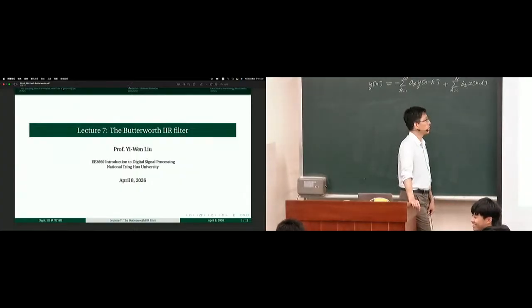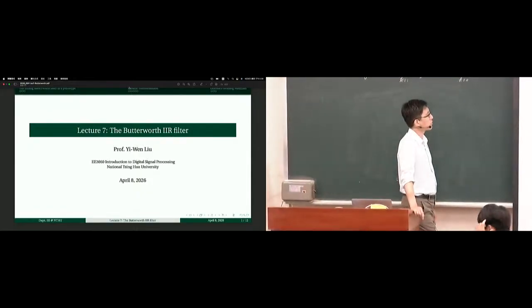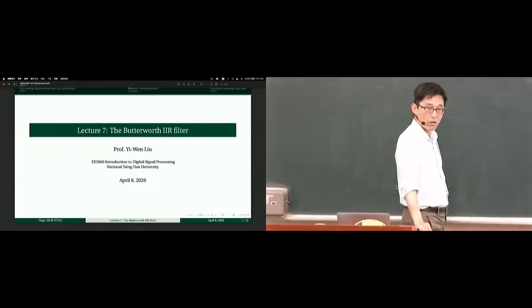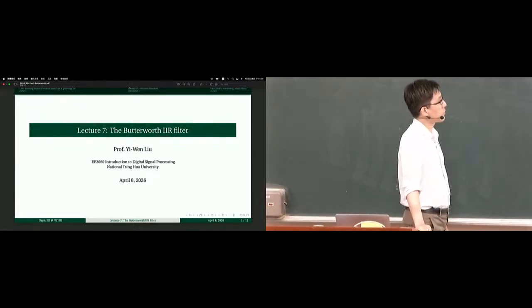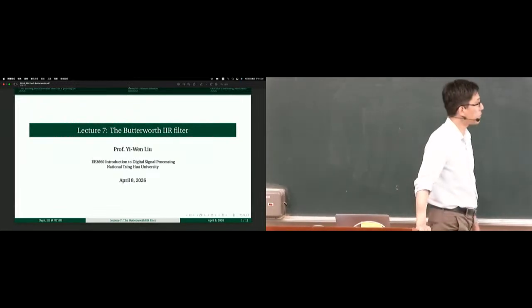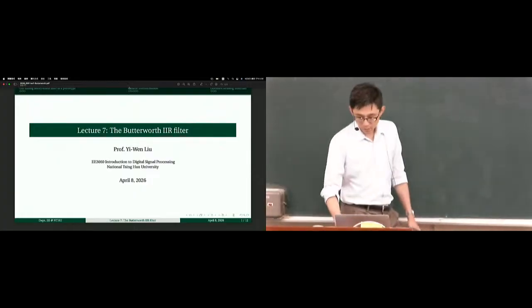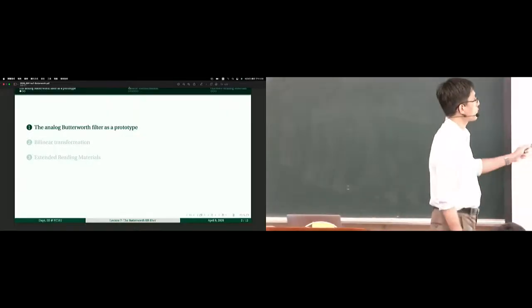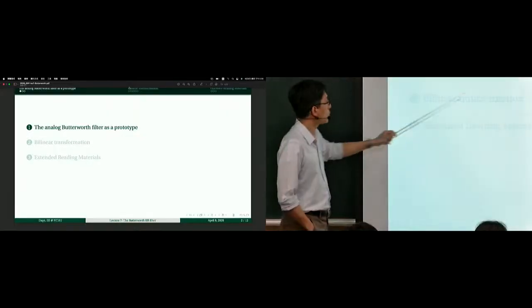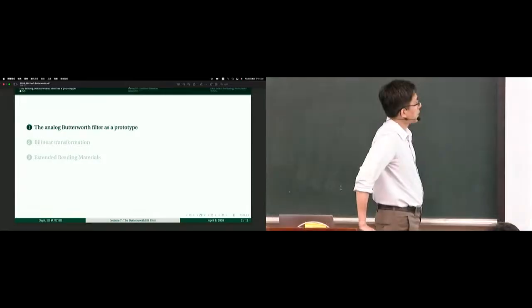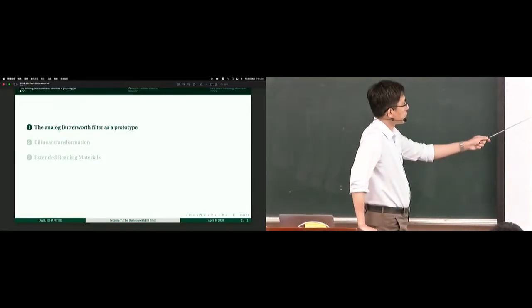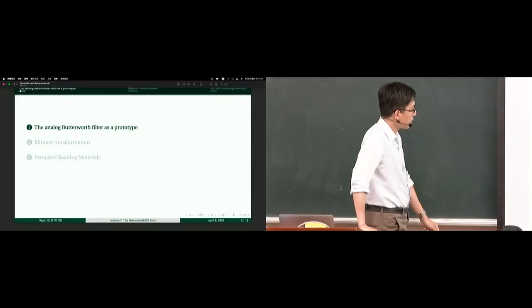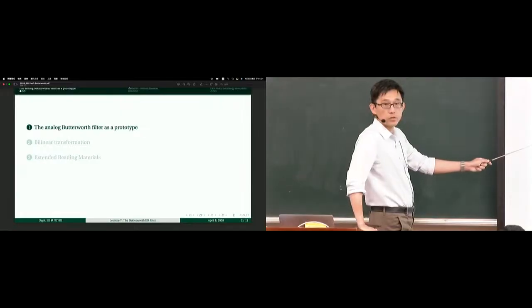Okay, so now we are in this next lecture on a filter that's IIR, and the name of that filter is called Butterworth. Okay, it's pretty commonly used. Butterworth IIR filter. So we first talk about the definition of the prototype. The prototype will be an analog filter, and then we'll introduce the bilinear transformation. In this lecture note, I'm also giving you some intended reading materials on the textbook.